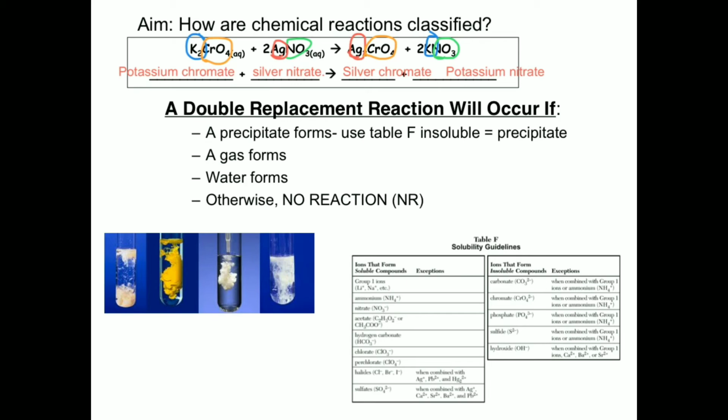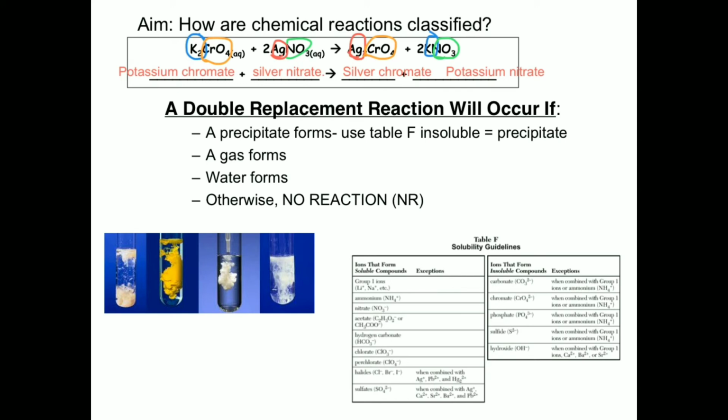Just like in single replacement reactions, just because you mix two compounds together, you don't always get a reaction. Double replacement reactions only form if a precipitate is made, a gas forms, or water is formed. Otherwise, if the products are all aqueous or soluble in water, then no reaction occurs. You can see in the picture to the left, here are several different precipitates. A precipitate occurs when you mix two aqueous substances and you form a solid that is opaque and will eventually fall to the bottom of your test tube.